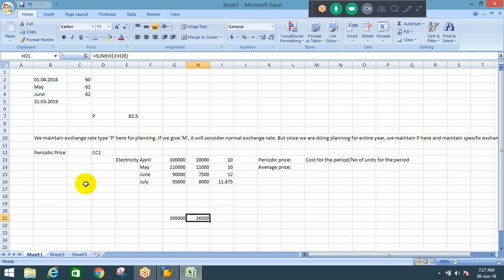Okay, 3,95,000 cost, and number of units 36,500, and average price is cost for the year divided by number of units for the year. So how much price comes? 10.82. So in each period, this is my price, 10.82. Okay, note down the formula.